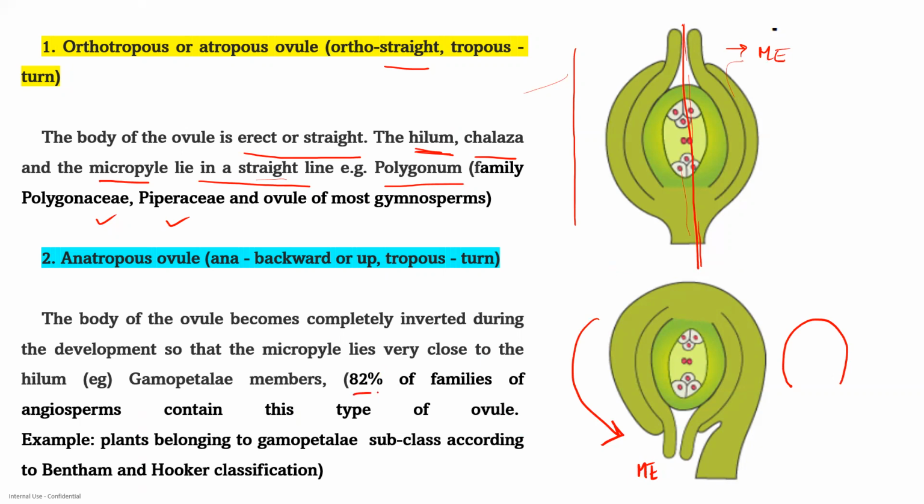Majority of the angiospermic families have this anatropous ovule, especially the gamopetalous members. Plants belonging to the gamopetalae subclass according to Bentham and Hooker's classification are reported to have this type of ovules, or anatropous ovules. Okay.